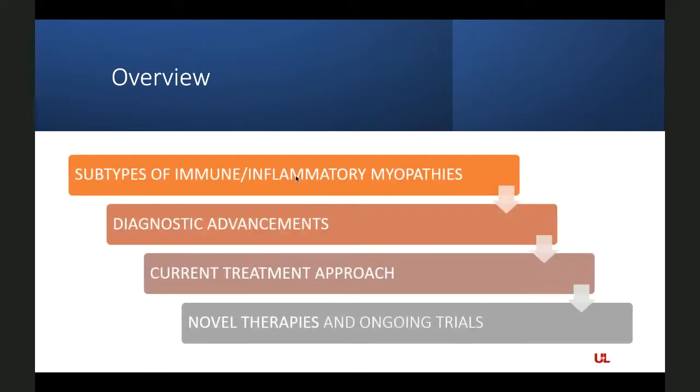So just an overview for today's talk. We will start off talking about the classification and how the subtypes of immune myopathies evolved, the diagnostic advancements in terms of the different antibodies that we have and the MRIs, and also we'll talk about the current treatment approach and what ongoing trials we have in myopathies.